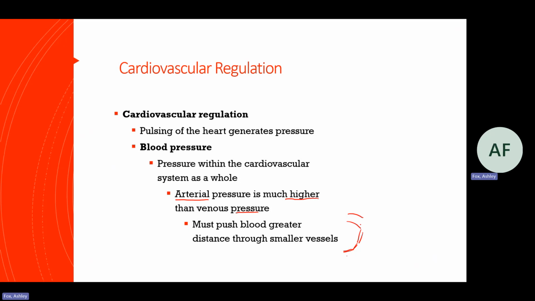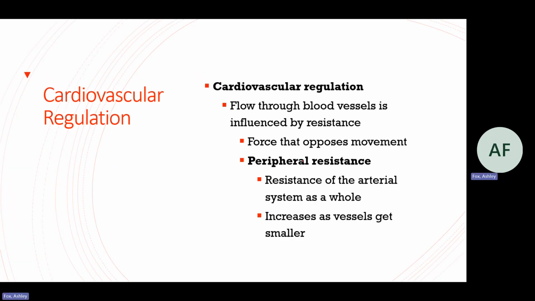We'll talk about how that increases peripheral resistance later. Then veins go from small to large, so it actually gets to the point where you can increase the opening and it decreases pressure. Again, we'll talk about how that relates later. Flow through the blood vessels is influenced a lot by resistance, the peripheral resistance or total peripheral resistance. Remember, if you're resisting something, you're pushing against it, you're stopping it, you're slowing it down.